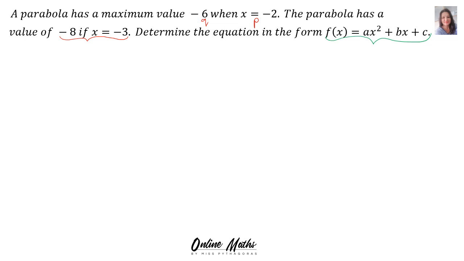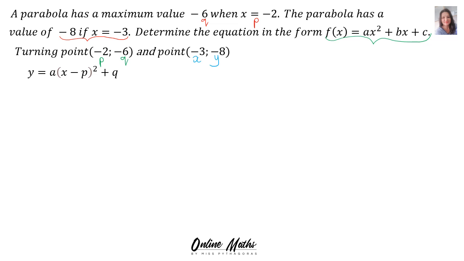Now let's see. What's given is the turning point, as I said, the point minus 2, minus 6, and another point, negative 3, negative 8. So therefore, the turning point, negative 2, this is p's value, negative 6, this is q's value. And this other point is just a normal point on your parabola consisting of an x and a y. Let's substitute into the formula.